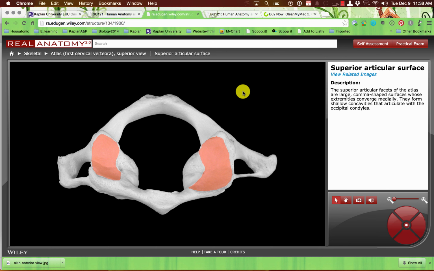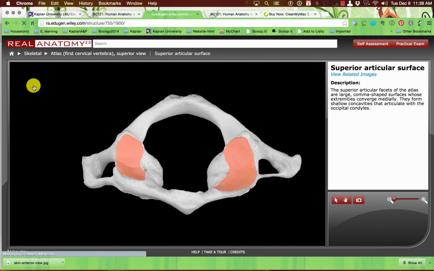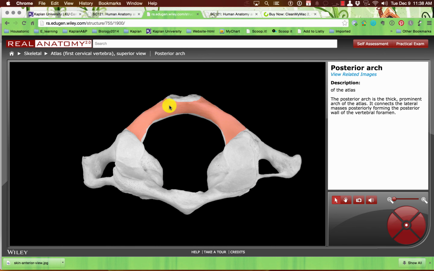Okay, let's go to view related images on this. It doesn't have related images. Okay, so we've got that. Another section. This is the lateral mass. What's this? Posterior arch. That's your back. Guess what this is? Anterior. That's your neck, in the front. You can touch it. This is in the back.